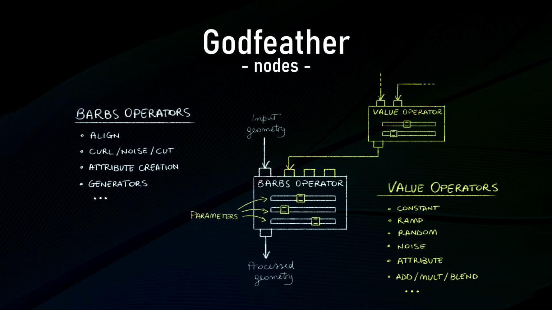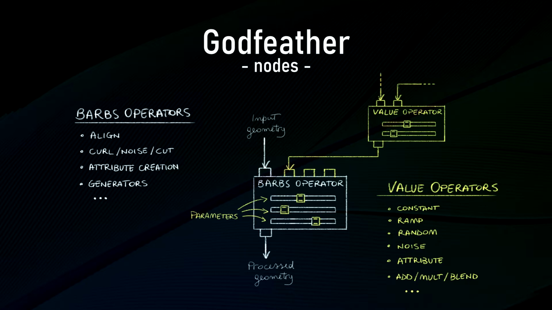Godfeather nodes used inside of a feather system are the barbs operators and the value operators. Barbs are generated and processed by barbs operators. These are SOP nodes which perform operations on the incoming geometry and output the processed geometry. They have parameters to tweak their effect, but they also have special inputs that can override the constant parameter on the UI with a highly flexible logic defined by the user.